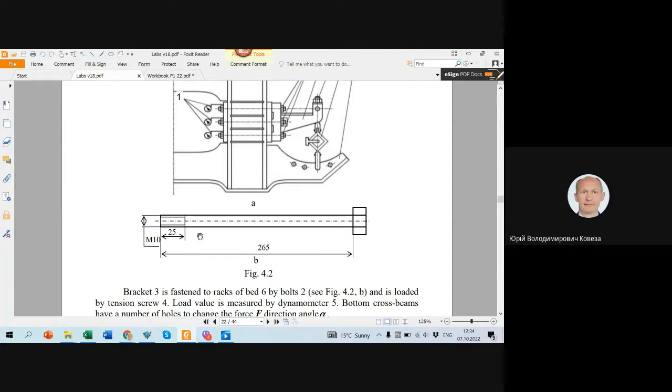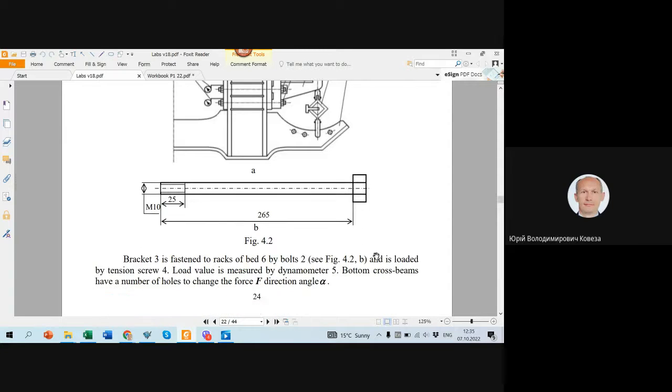Let's you draw this bolt diagram at home. Or if we have time at the end of class, you finish it later. Let's continue.